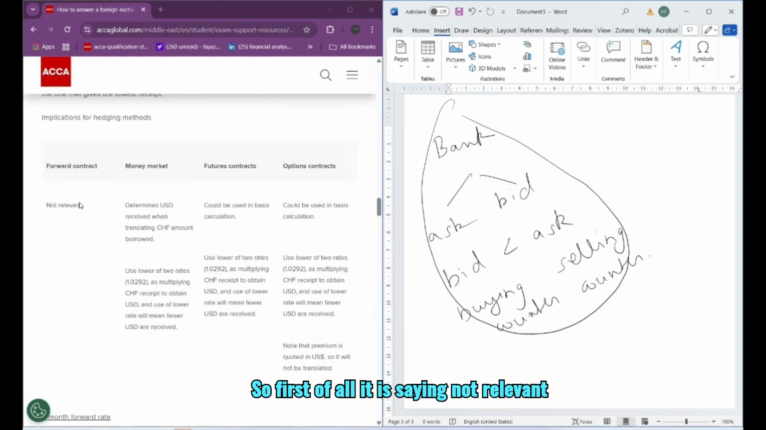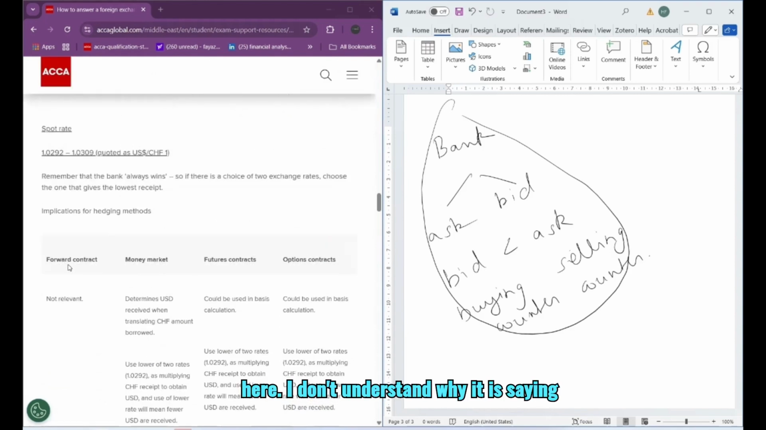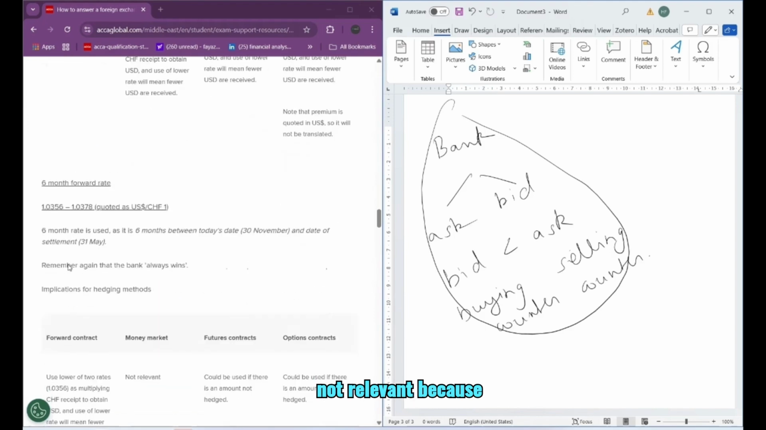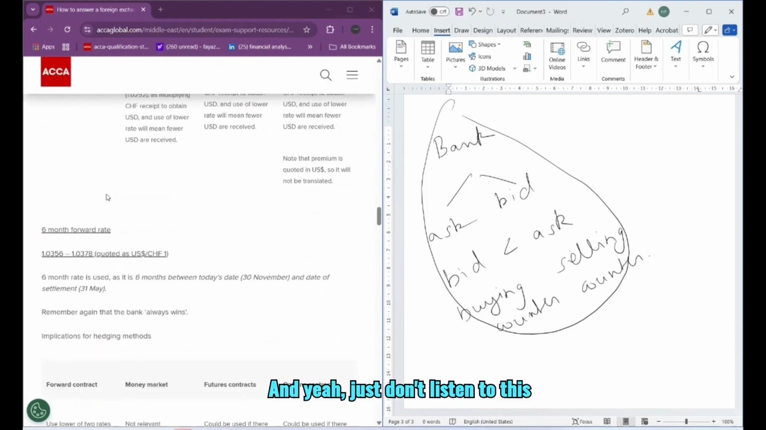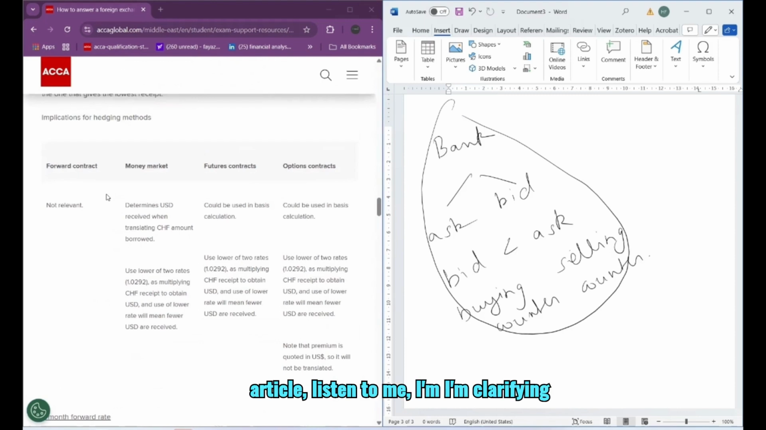So first of all, it is saying not relevant here. I don't understand why it is saying not relevant because it will use 1.0356 for sure to convert CHF to that. Like the bid rate is the lower one for the bank. And yeah, just don't listen to this article. Listen to me. I'm clarifying it for you.